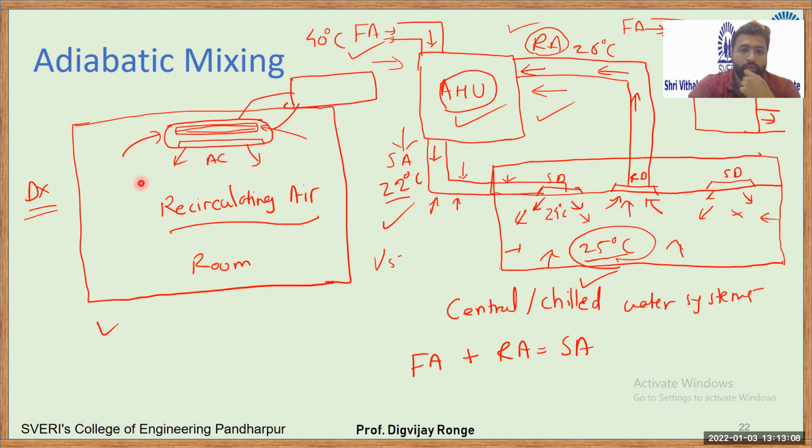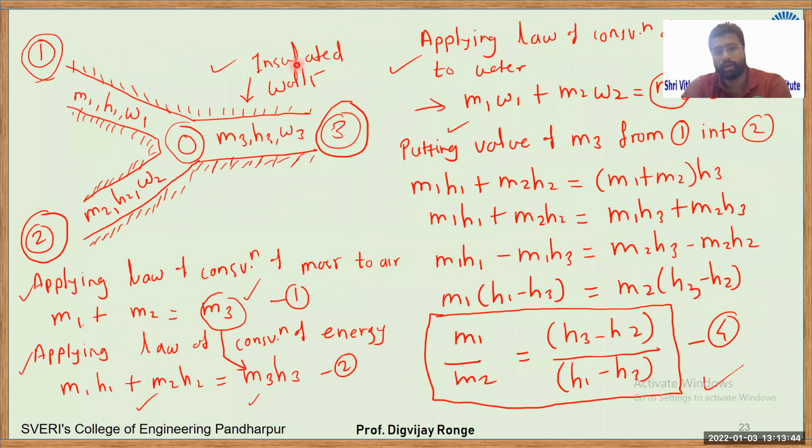Opposite to that, we have the example of AC, the split AC we generally use in our room. In that case, no fresh air is supplied, right? So what the AC does, it takes the room air, it passes over evaporator coils. By the process, cooling and dehumidification take place, and the cold and less humid air is supplied to the room. So in that case, we are taking the air from the room and then again supplying it back to the room. So there is no fresh air. And in case of AHU, we have fresh air plus return air. So for that, we are studying adiabatic mixing.